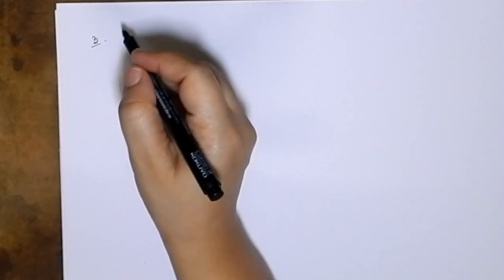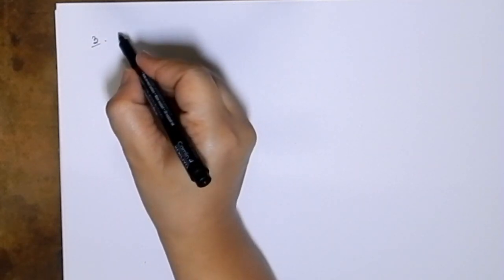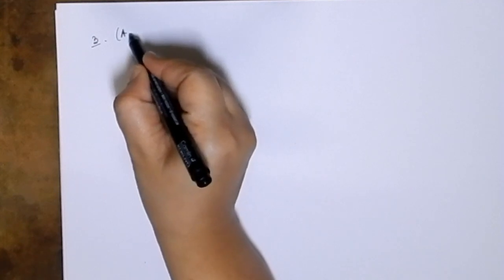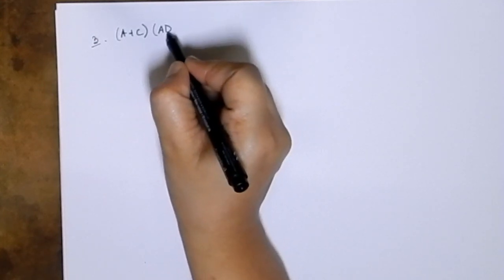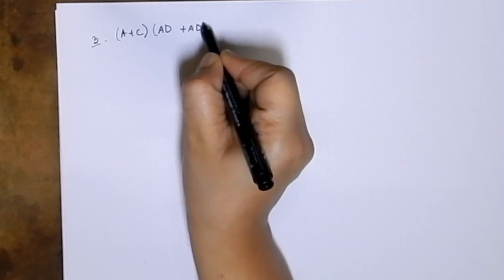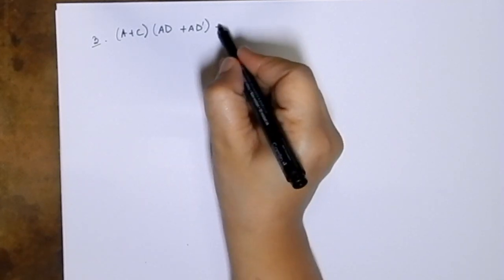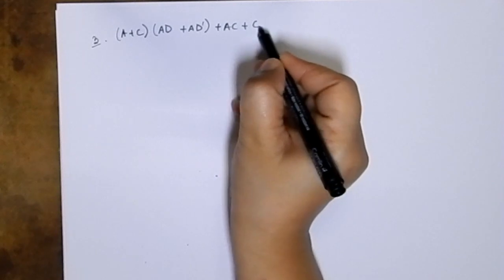Number 3, simplify (A plus C) into (AD plus AD dashed) plus AC plus C.